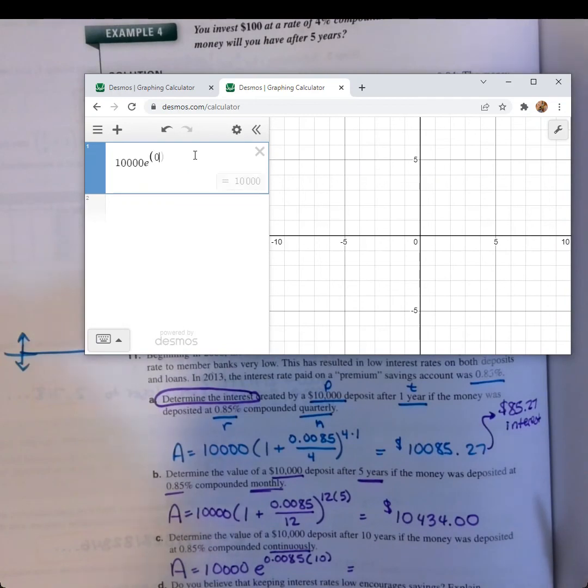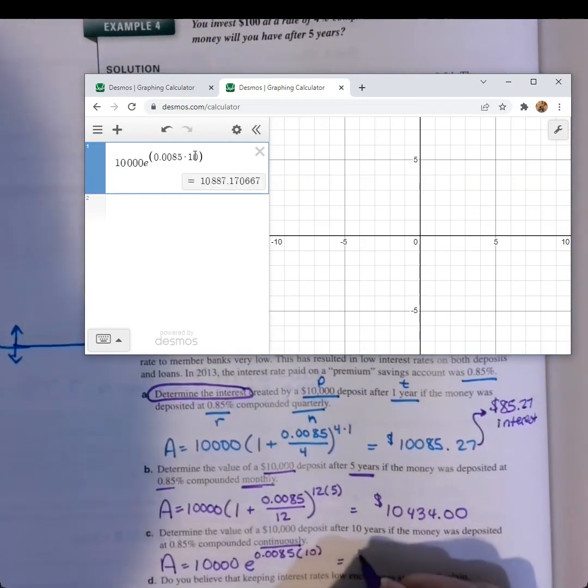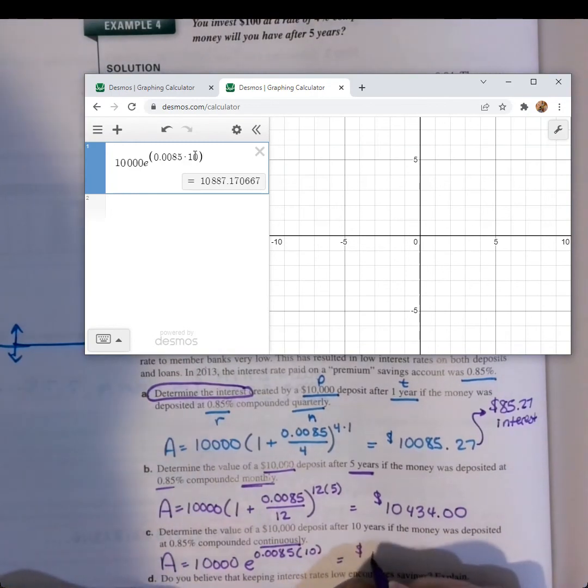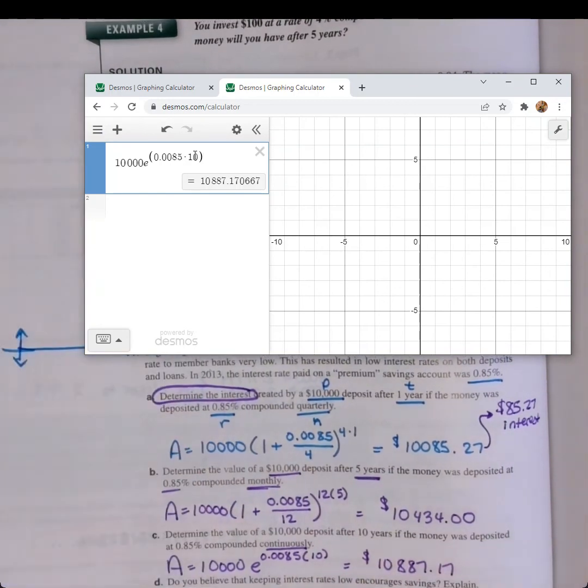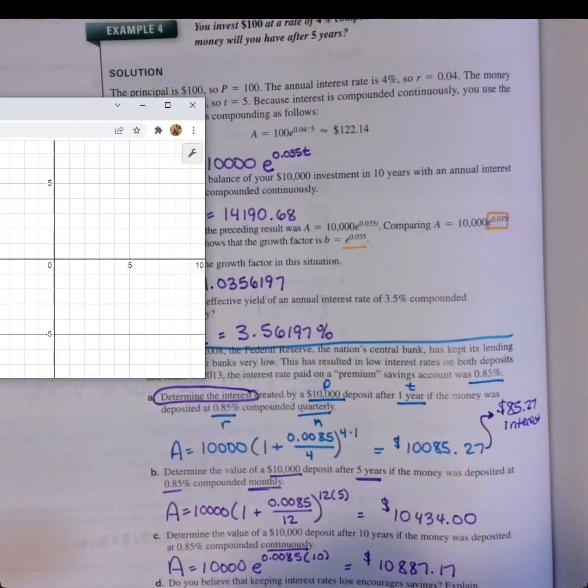So we'll have our 0.0085 up there times 10. And after 10 years, there is $10,887.17. Moving that over.